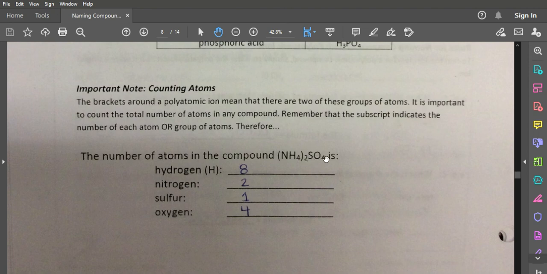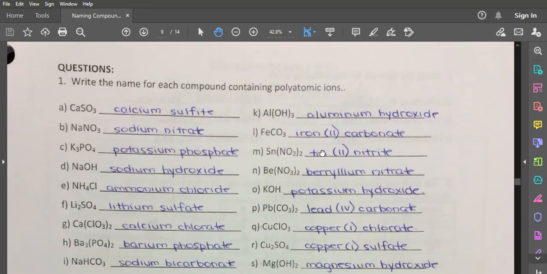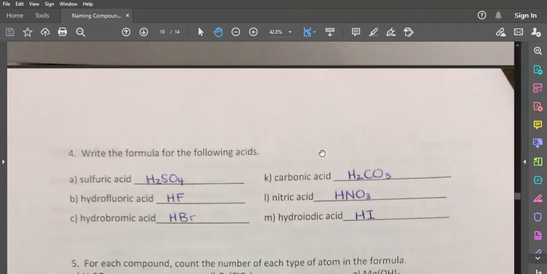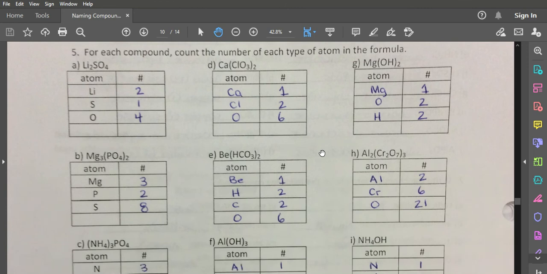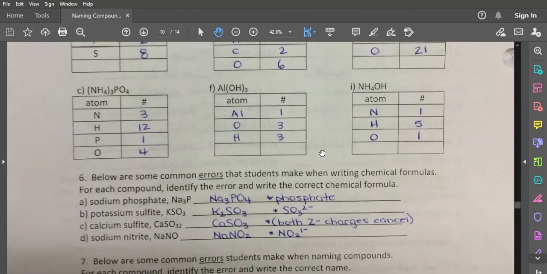Then this SO4 is all on its own. So I have 1 S because there's no brackets, there's nothing I'm multiplying, and 4 oxygens. Again, there's no brackets, there's nothing I'm multiplying by. I just want to see if there is a harder one down here, but I don't believe so.